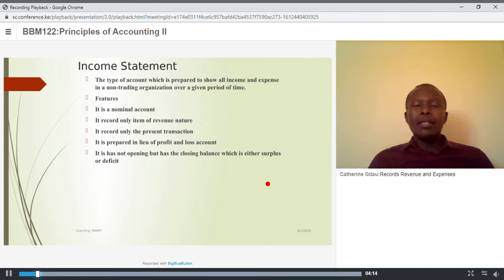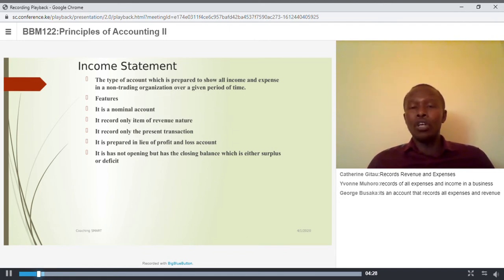So Catherine has given the answer and is saying it's an account which records both revenue and expenses. So all accounts which are supposed to be recording revenue and expenses in a business are what we call nominal accounts. That is very correct. Catherine, Ivan, and George, you have given the right answer.